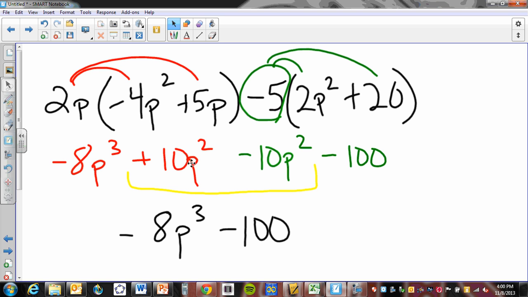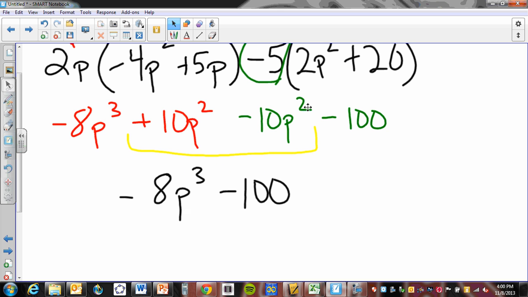So you see we have positive 10p squared and negative 10p squared. They're like terms because we have the same variable to the same exponent. We can combine them. So this is just adding and subtracting. Positive 10p squared minus 10p squared. That's just 0. So in this case, that disappears. Had this been a 9 or maybe some other number, you'd be left with something p squared to put here in the middle. But it's 0 in this case, so we have negative 8p cubed minus 100.